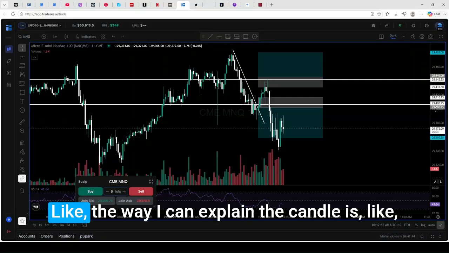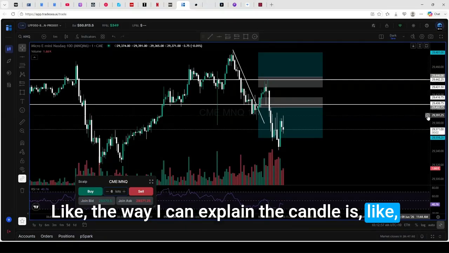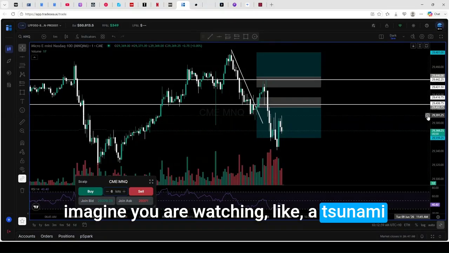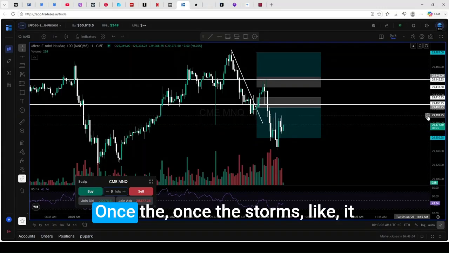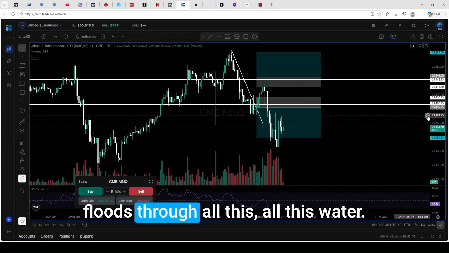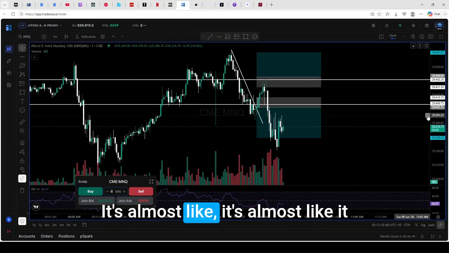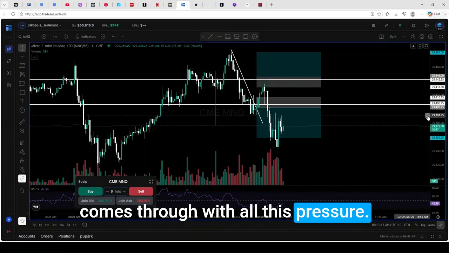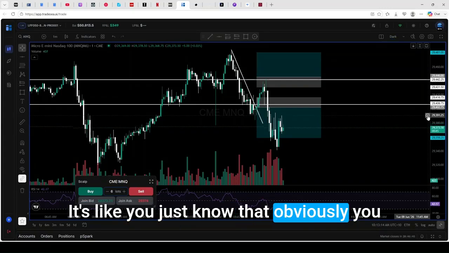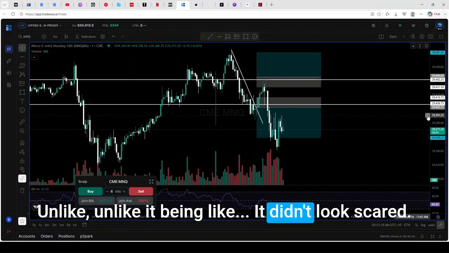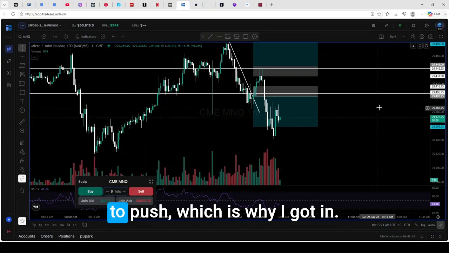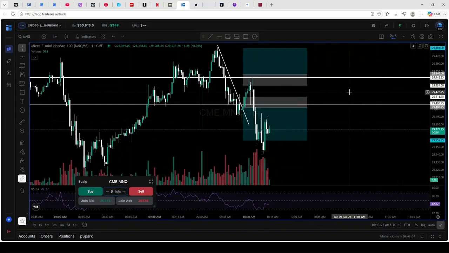The way I can explain the candle is, imagine you're looking at a tsunami or a flood, or like a storm drain, where once the storm comes it floods through all this water. It's almost like it comes through with all this pressure. You just know that you can't hold it back. The candle didn't look scared to push, which is why I got in.